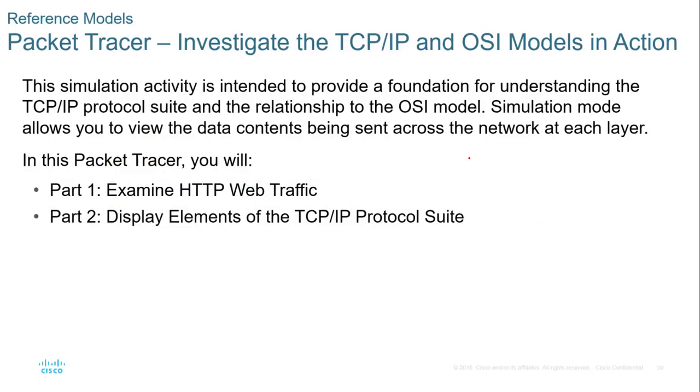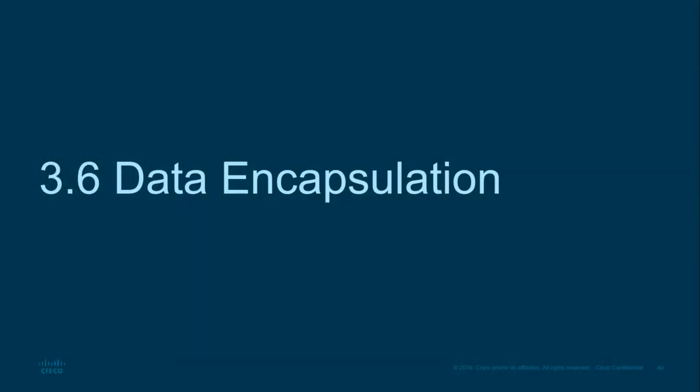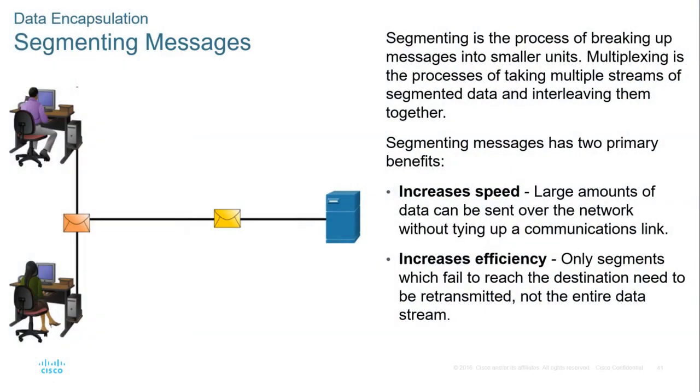So here we have the packet. There is a packet tracer activity to investigate TCP and OSI model in action. So in your account, you'll be able to see this lab. In part 1, you will examine HTTP web traffic, then display elements of TCP/IP protocol. So there are even guidelines on how to deal with the two parts. Now we can close and then go to data encapsulation.